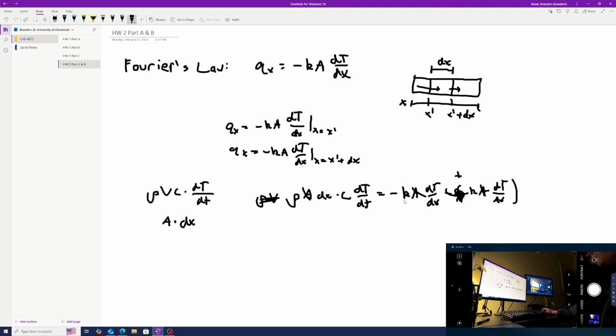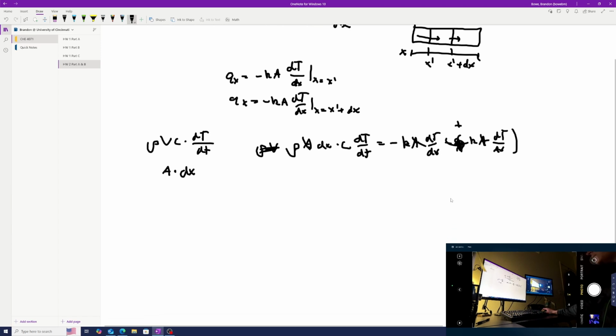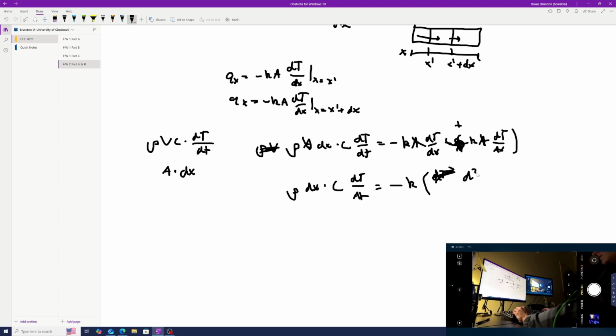And then we can pull out our K, so we will end up with our rho dx times c, change in temperature with respect to time, is equal to our negative K times our dT and another dT, so we can represent this as our second derivative of temperature with respect to position, squared here, times our temperature, and then that's over dx.